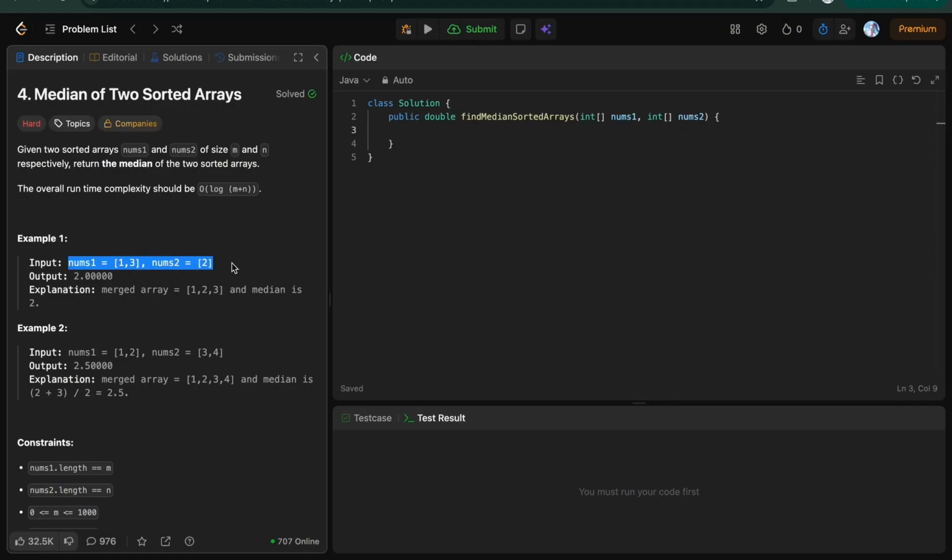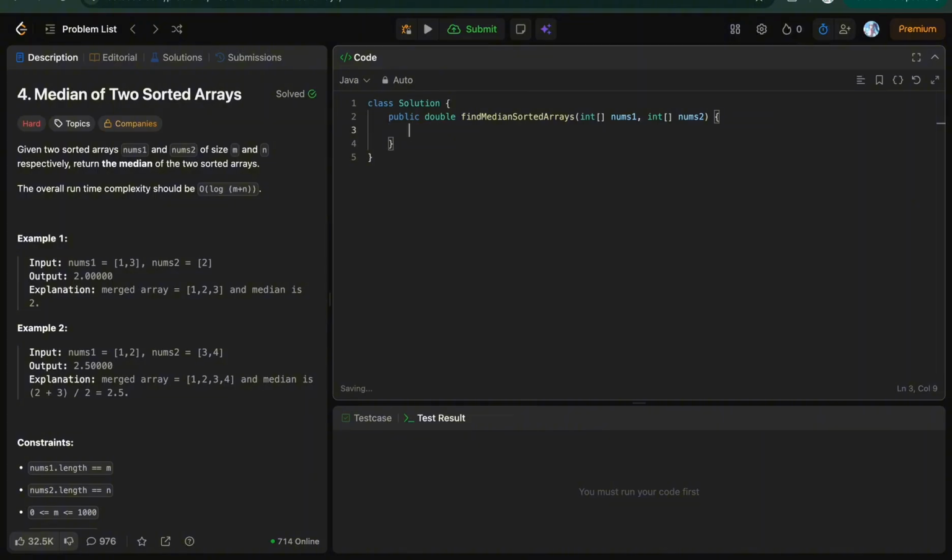When we combine the nums1 and nums2 arrays, it should come out to something like this. Then the median would be 2, right? Because it's in the middle. And for something like this, where it's an even number, when we merge the arrays we get 1, 2, 3, 4. The median will be the middle between these two, 2 plus 3, divided by 2, which is 2.5. Okay, so very easy.